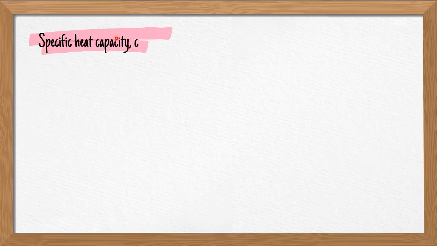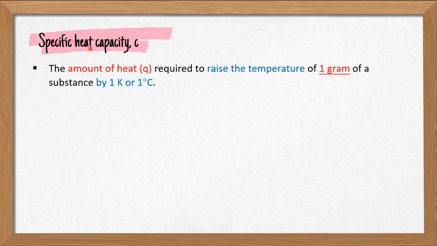Next, we have specific heat capacity, represented using the symbol small letter c. Specific heat capacity refers to the amount of heat required to raise the temperature of 1 gram of a substance by 1 Kelvin or 1 degree Celsius. So specific heat capacity only refers to 1 gram. The units will be joule per gram per Kelvin or joule per gram per degree Celsius. So it is the heat required to raise 1 gram of substance by 1 Kelvin, or by 1 degree Celsius.